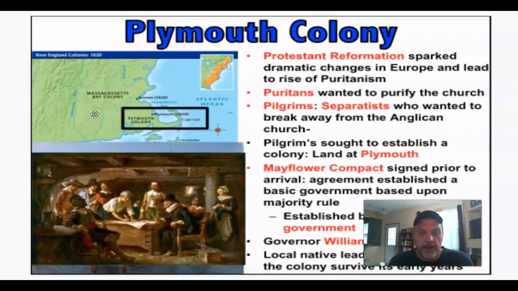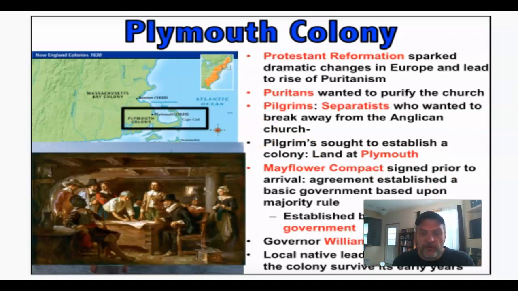Remember that Virginia, the Chesapeake colonies, established in 1619 the Virginia House of Burgesses. This was kind of New England's answer to majority rule government, and it was based on the idea of self-government.